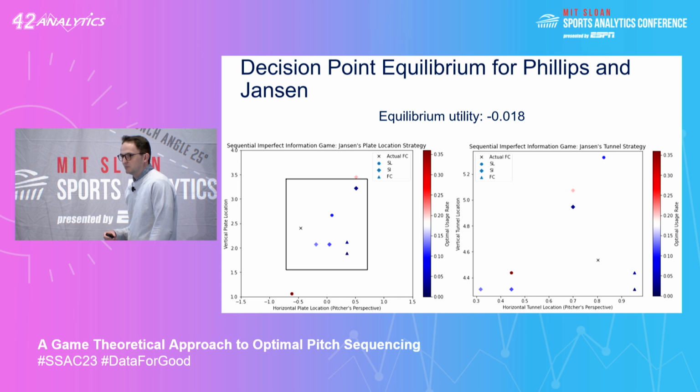There's the big buzzword in pitching on pitching Twitter of tunneling, and I think potentially the decision point equilibrium can provide some tunneling strategies. Like for example, here I would recommend to Jansen, you should try to tunnel your slider and your sinker, and that'll confuse hitters.